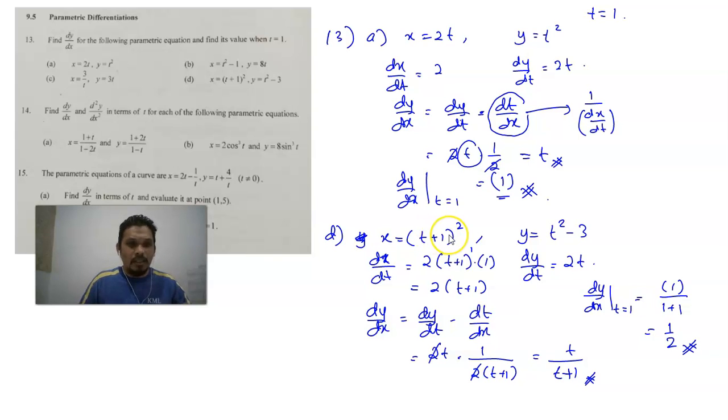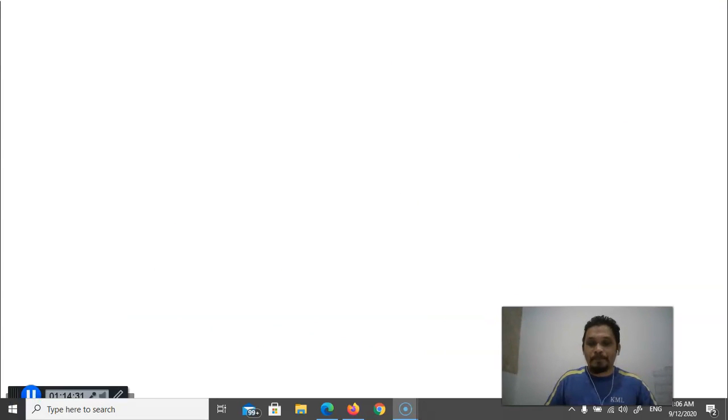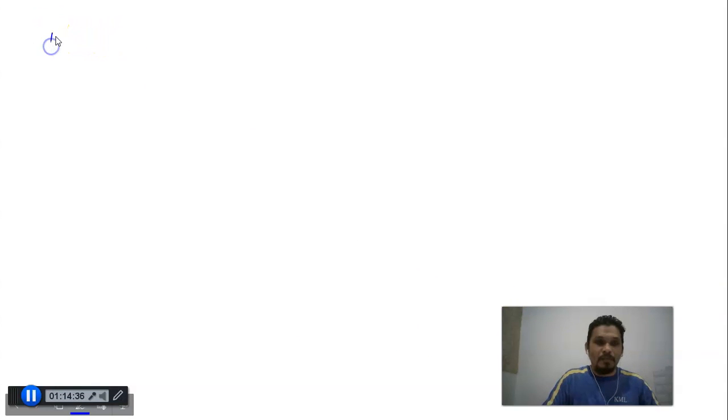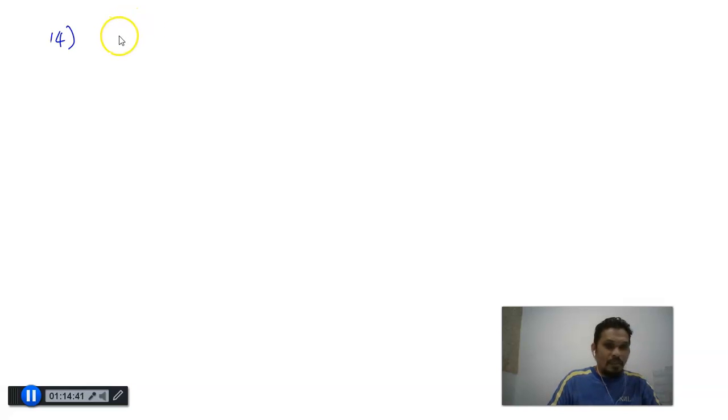Okay, for this one I chose another question, number 14, to end the discussion here. We have x equals 2 cos cubed t and y equals 8 sine cubed t.